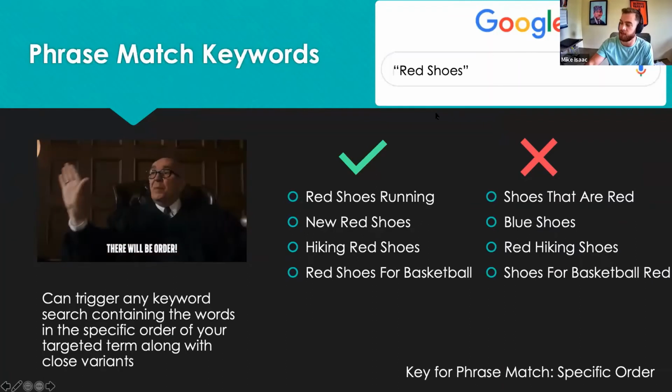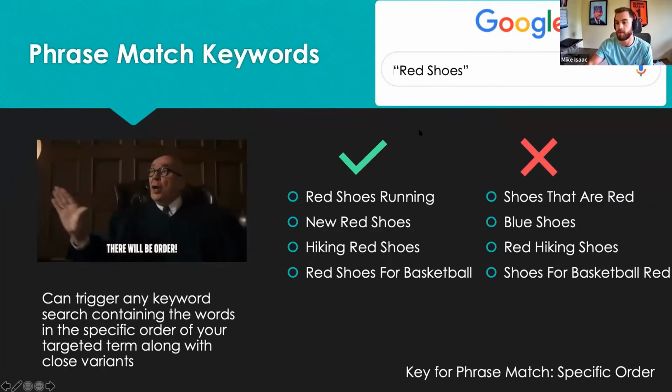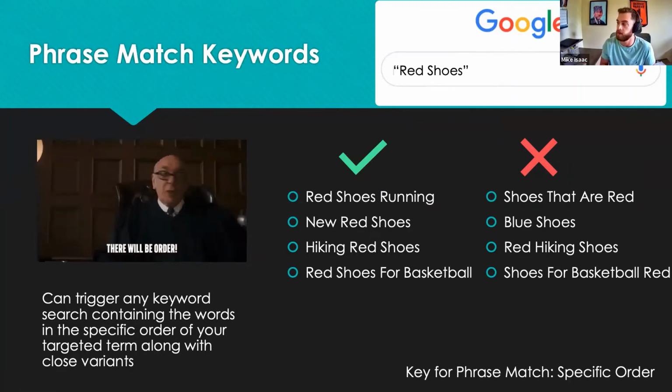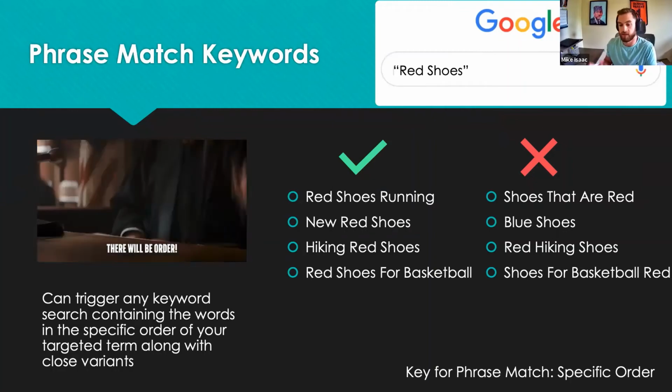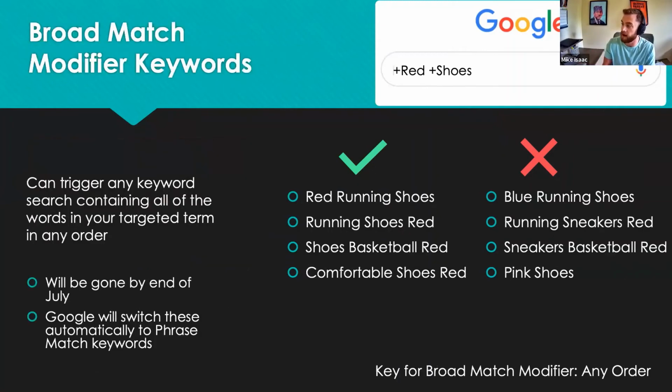So with the phrase match keywords, basically what's going to happen is Google's going to automatically take any keyword that you have set as a broad match modifier currently and switch it over to phrase match. When you're looking at the difference between those two, phrase match is going to be within a specific order, as opposed to the broad match modifier, which is going to be within any order of those two keywords.